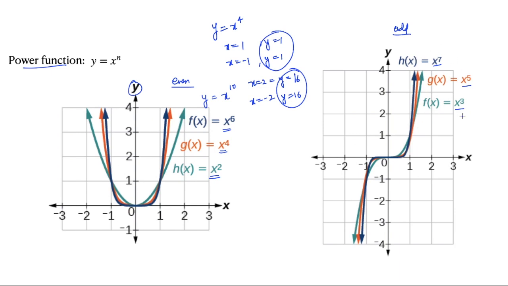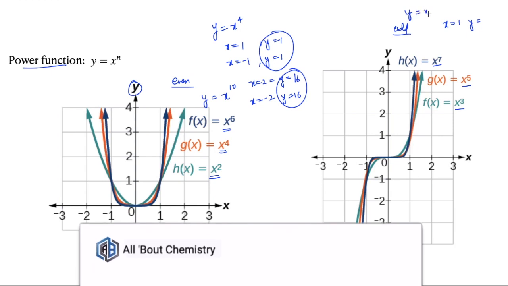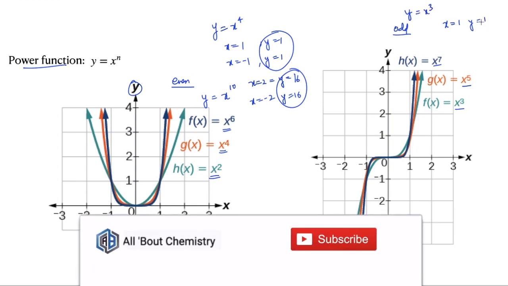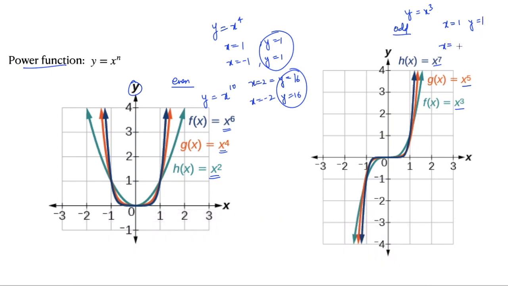Whereas for the odd powers, let's say I have the function y is equal to x cube. If I put x is equal to 1, I'll get y is equal to 1. If I put x is equal to minus 1, in that case y will also be minus 1. So for a negative value of x, you will get a negative value of y. That's why the curve is like this. Now the pattern is the same. It will become more flat at the bottom, and the curve will shift more towards the y-axis if you increase the powers. Okay, so that's what it is about power functions.